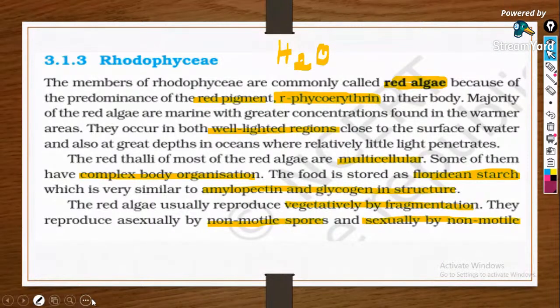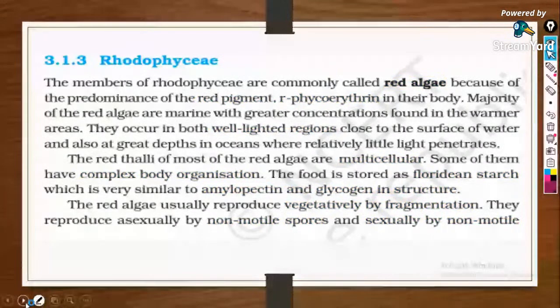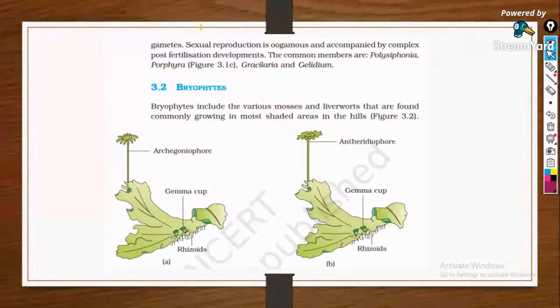Sexual reproduction is oogamous, accompanied by complex post-fertilization development. The common members are Polysiphonia, Porphyra, Gracilaria, and Gelidium. All these are the common members.